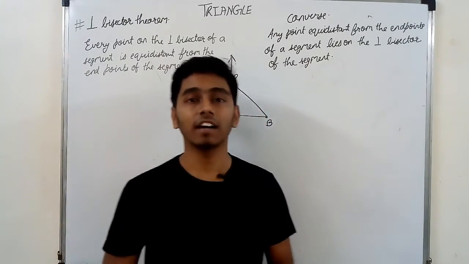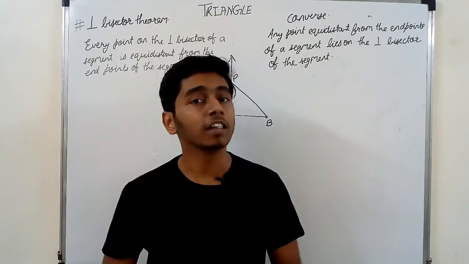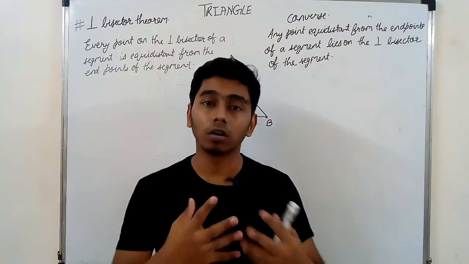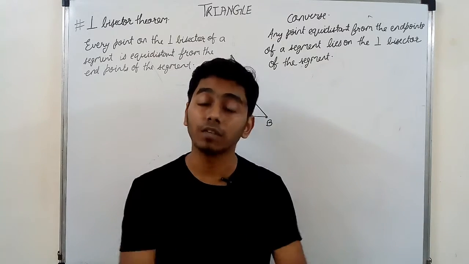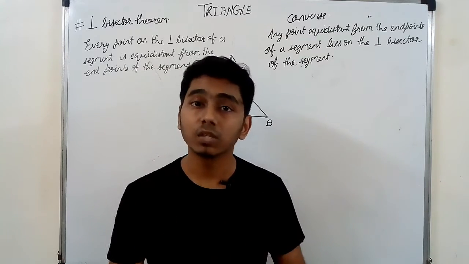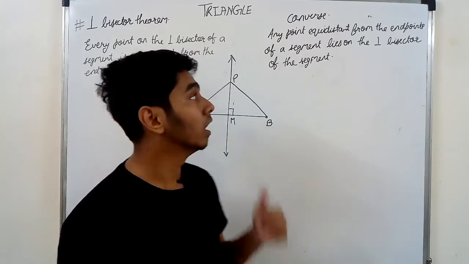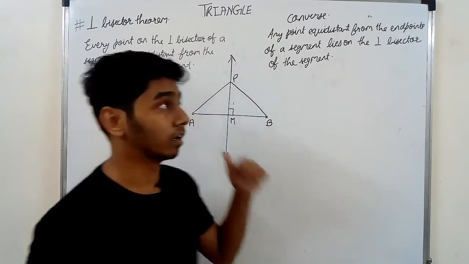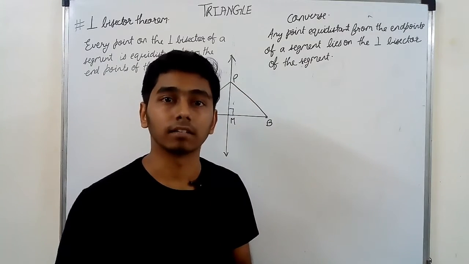My name is Raj Shah, and in this video we are continuing with the chapter triangles. In the previous video we saw the theorems on isosceles triangle, 30-60-90, 45-45-90, and the theorem on median. So in this video we are continuing with the chapter, and will be doing theorems on angle perpendicular bisector theorem and angle bisector theorem.